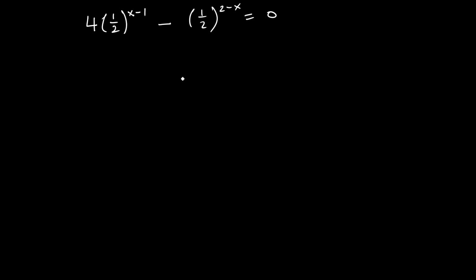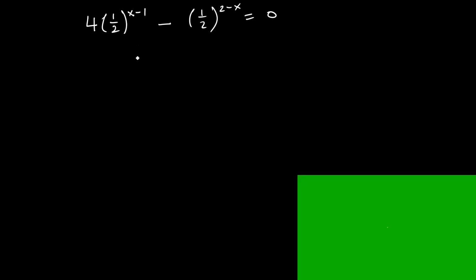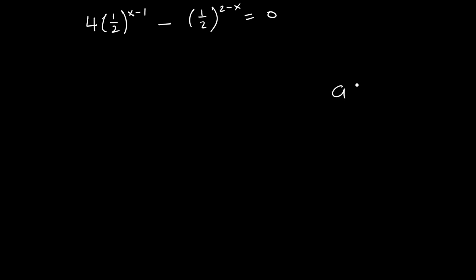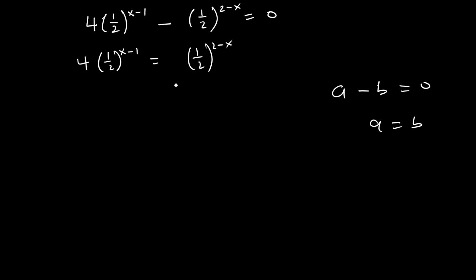All right, let's consider this equation. Okay, so this exponential equation is very simple. Now, let's make it easier. So, in case we're given a minus b equals to 0, we can write this one as a equals to b. Now, we can say 4 times half raised to x minus 1 the same as half raised to that. As simple as that. Okay.